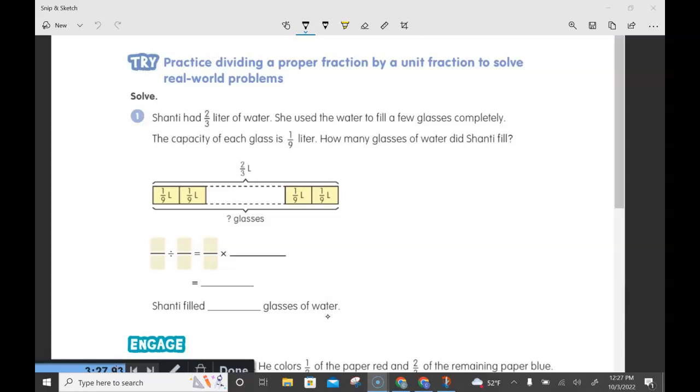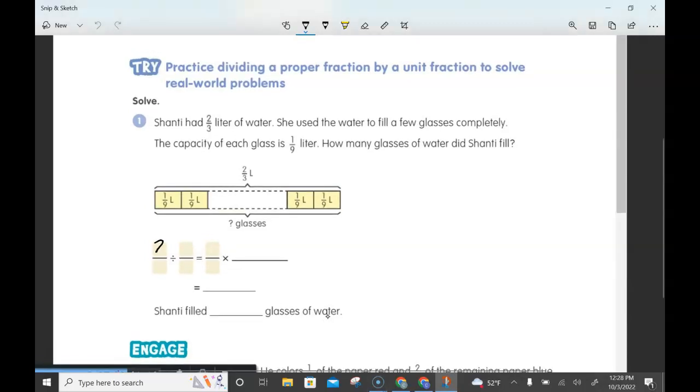Okay, so we see Shanty had 2/3 liter of water. She used the water to fill glasses completely. The capacity of each glass is 1/9 liter. How many glasses of water did Shanty fill? All right, so what we have here, we need to think about what are we dividing first of all. Again, that's going to be our 2/3. That's what we're dividing here. So we're going to write 2/3 in your book.